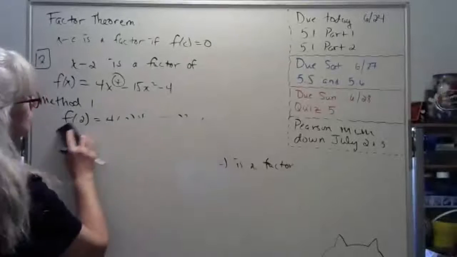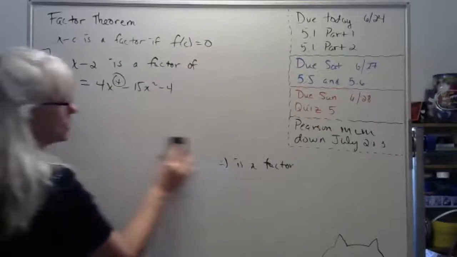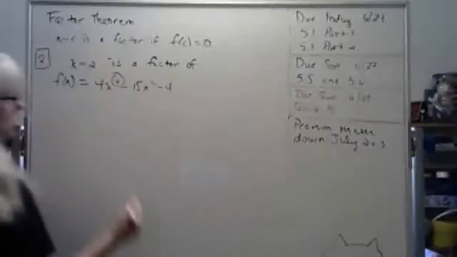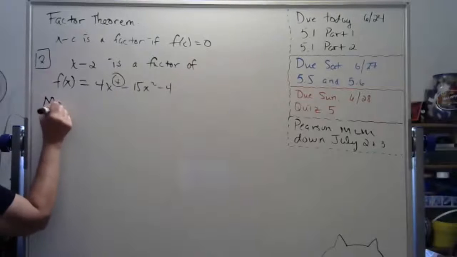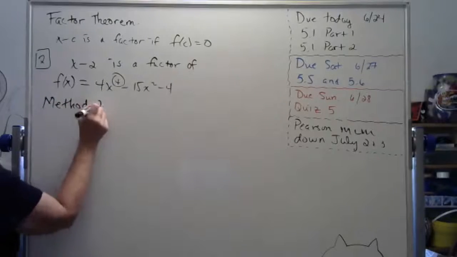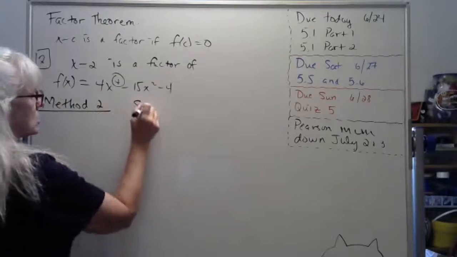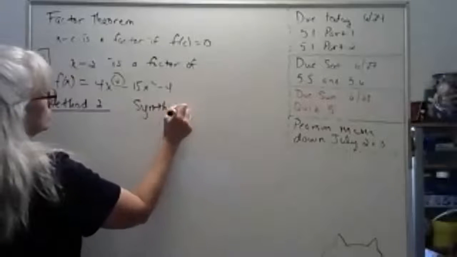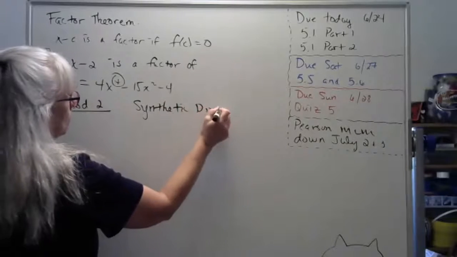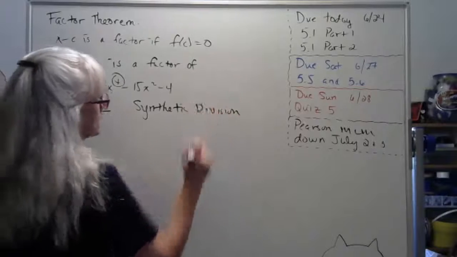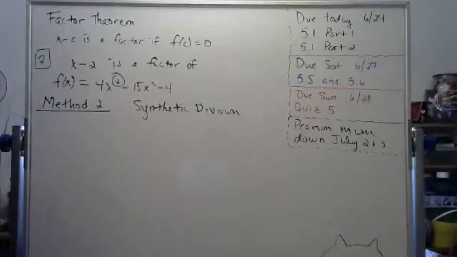Method 2 uses synthetic division, which should be in your past somewhere. If not, then guaranteed by the end of today, you'll have it down. So synthetic division. And what you should be saying to me is, wait, you told me I didn't have to do the division. You don't. We're going to use a fake division process.